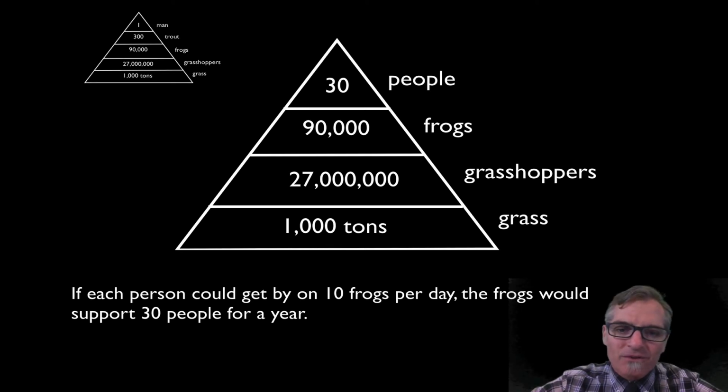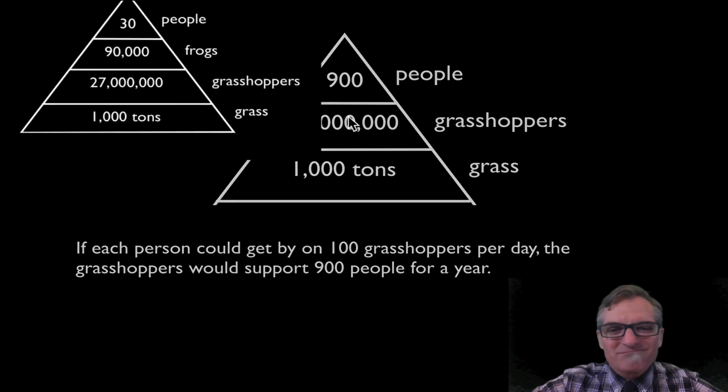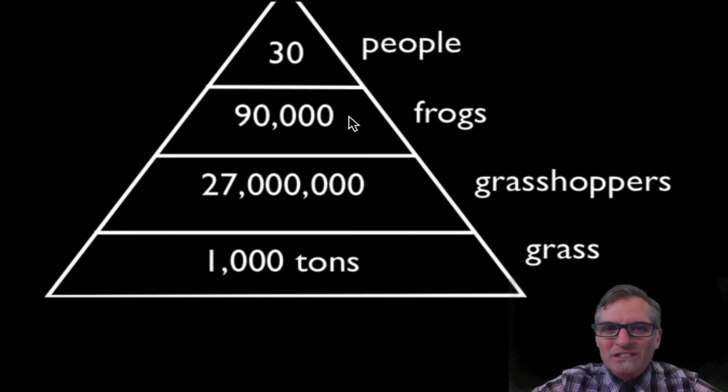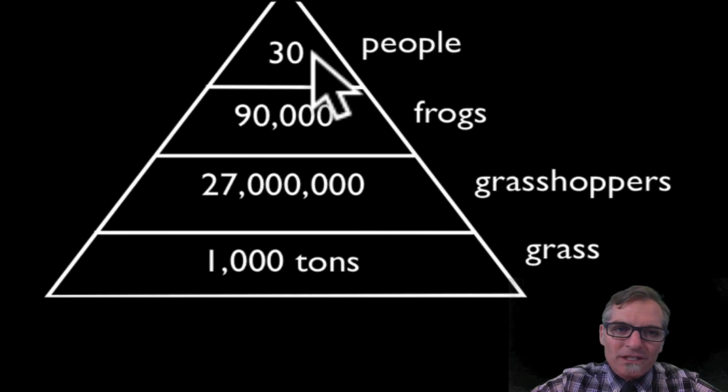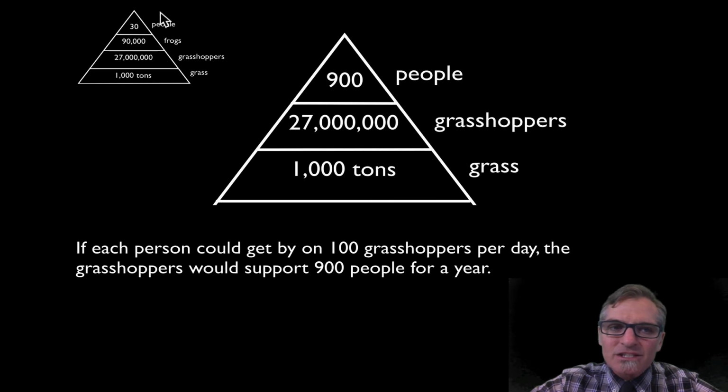So let's take this a little further now. Let's say that we really don't care for the frogs. Let's get rid of the trophic level of the frogs, and let's just directly start feeding on grasshoppers. So let's say that each person could get by with 100 grasshoppers per day. There's a lot of protein in there, a lot of nourishment, micronutrients.